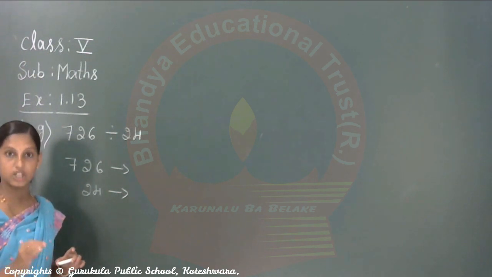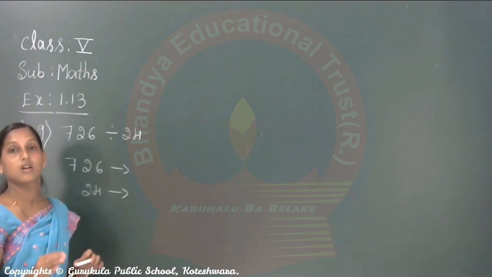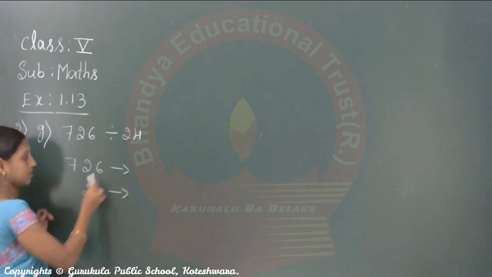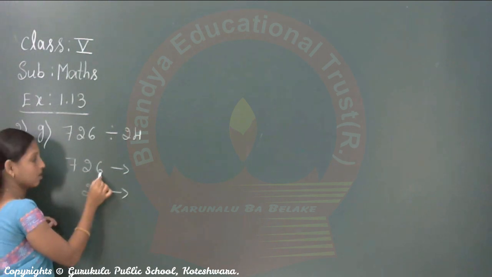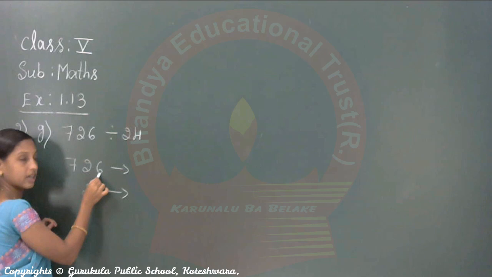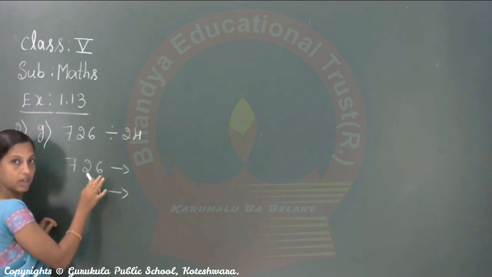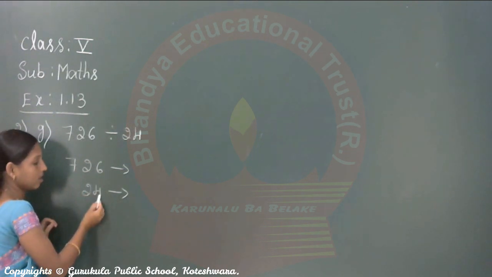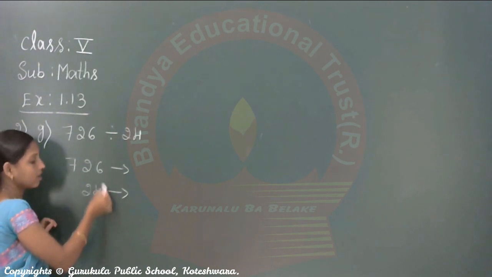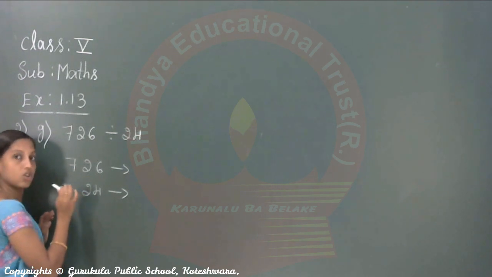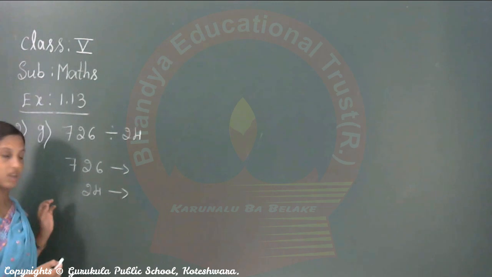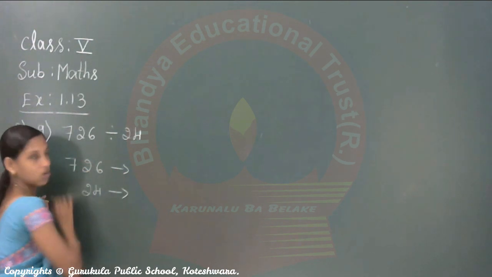Now, in multiplication and division, round off the number to its maximum place. What is the maximum place here? Ones, tens, 100. So round off 726 nearest to 100. Here 24, ones, tens place is there. So here 24 you have to round off nearest to tens.